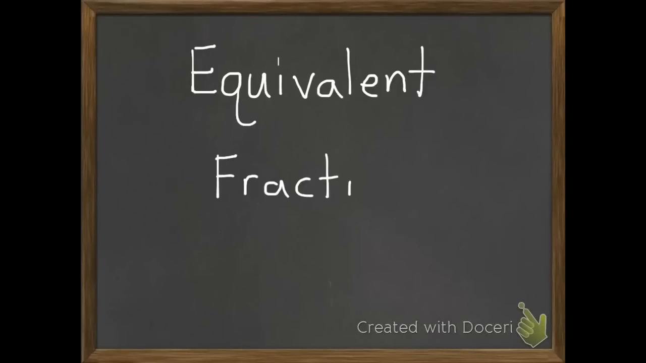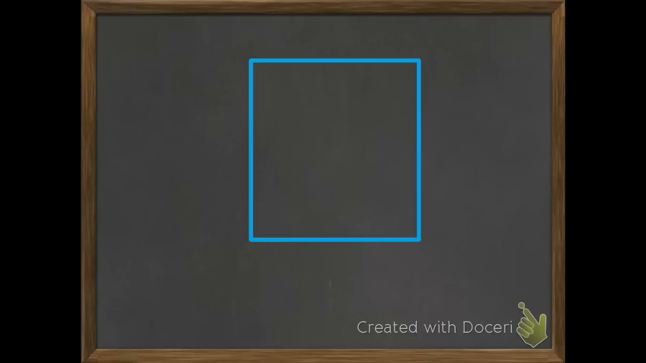Today we're going to be working on equivalent fractions. Today, instead of using models as much, we're going to focus more on multiplication and division. We're going to start with the model though. So here's a big blue square, and I'm going to break it into 4 equal pieces.